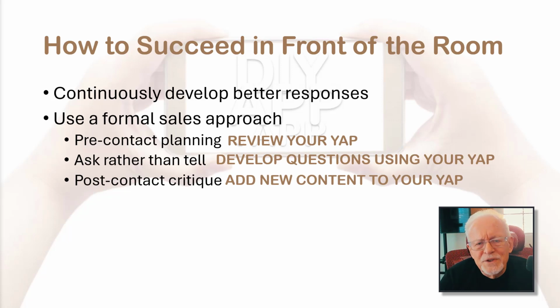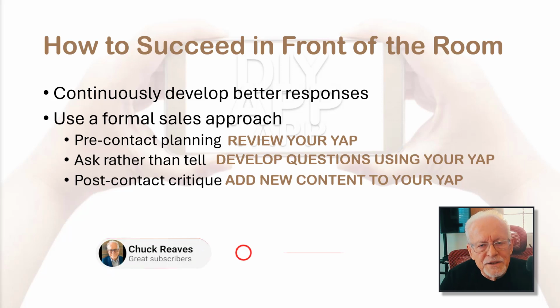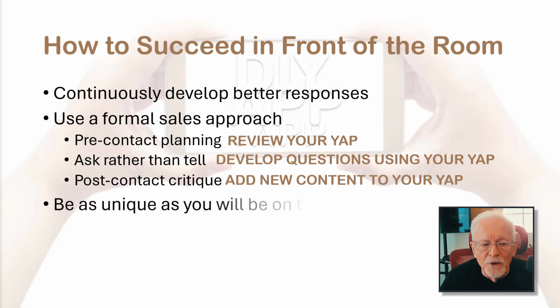And one of the critical tools that we can use is something called a post-contact critique. Now, what this means is, after every engagement, whether you received a sustained standing ovation or people were walking out before you finished, either way, stop and critique it. What worked, what didn't work. Add that to your YAP so that going forward in the future, you'll be able to make better contacts and have better interactions with your meeting planner, with whoever's booking the engagement, as well as with the audience.